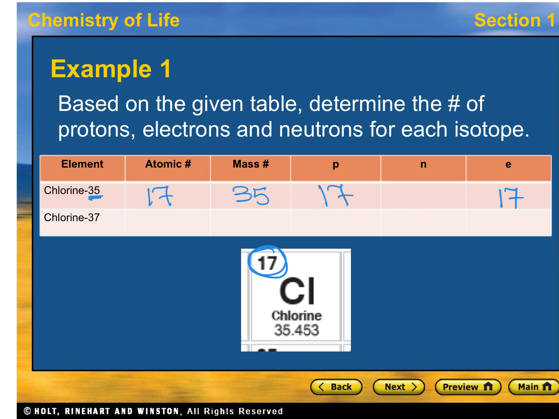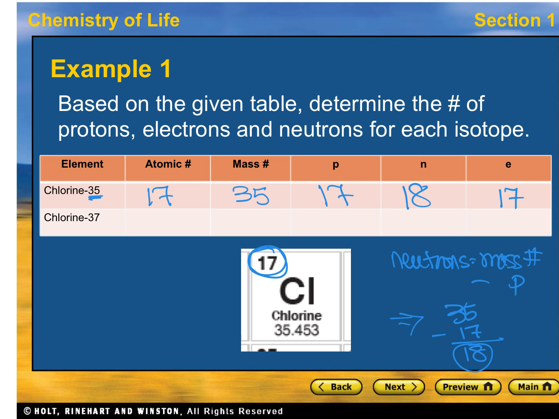To find the number of neutrons, remember, neutrons are going to equal your mass number minus your protons. For chlorine-35, my mass number was 35. From that, I'm going to subtract 17, and I'm going to end up with 18. So I have 18 neutrons.